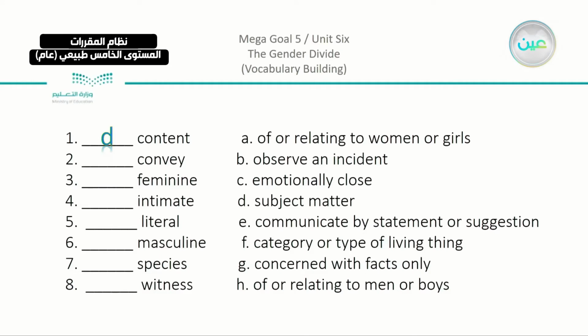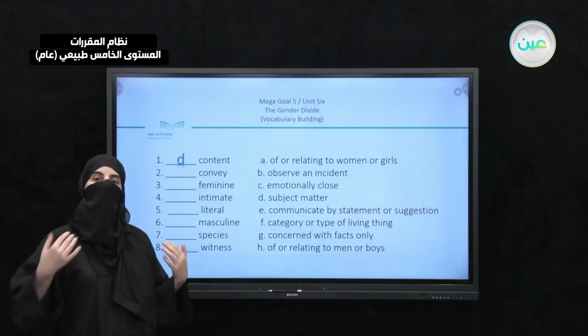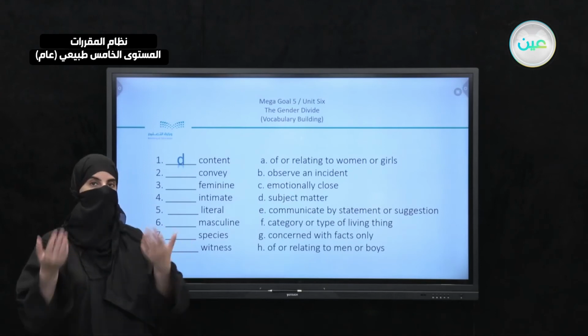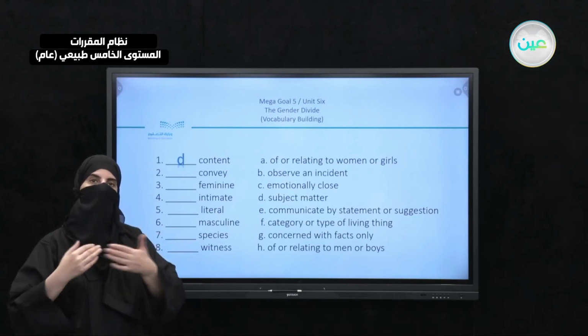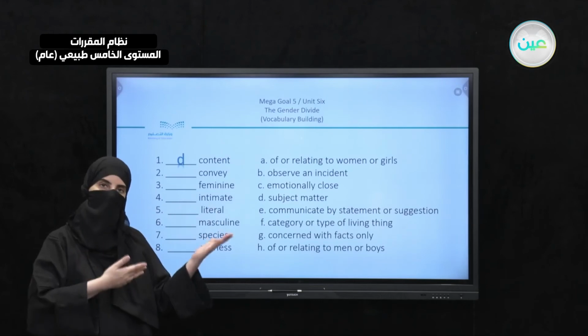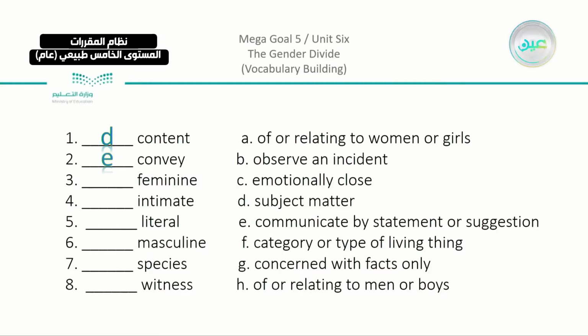We have here B, observe an incident, also observing. Emotionally close is not close. We have here D, we're done with it. E, communicate by statement or suggestion. So when I say that I am using my social media, or when I want to deliver from me to you, there is a kind of communication, which means that yes, convey can be E, which is communicate by statement or suggestion.